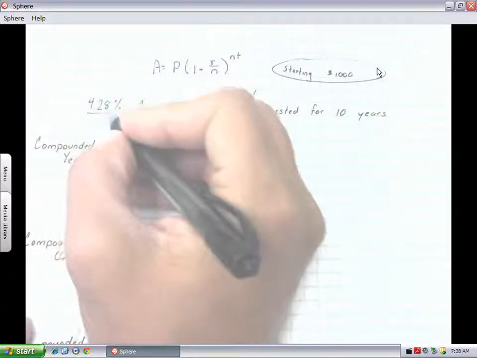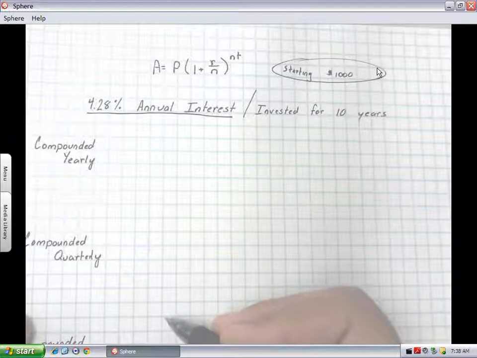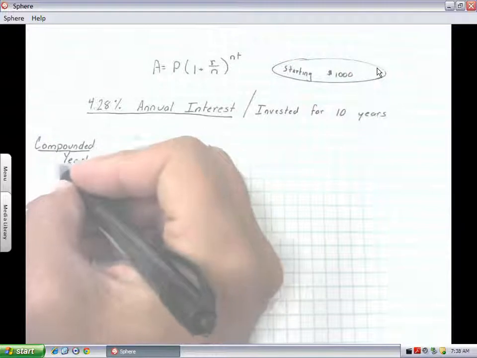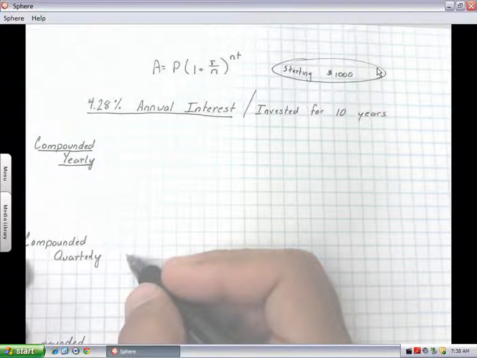That means each year we earn that percent interest. And we plan on putting this money in the bank, not touching it for 10 years, just letting it grow in value and seeing how much it's worth after 10 years. Well, let's say that our interest is compounded yearly. That just means that each year we get 4.28% annual interest, and then interest is added to our value once during the course of the year.